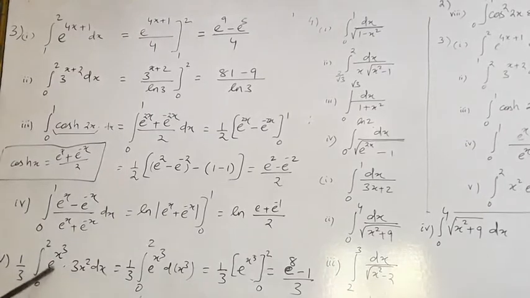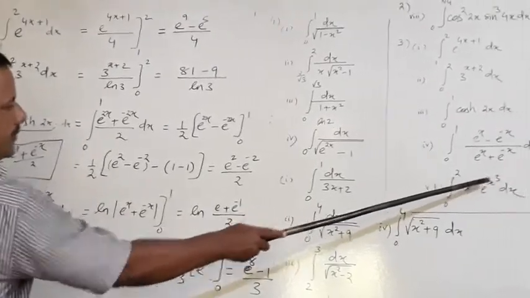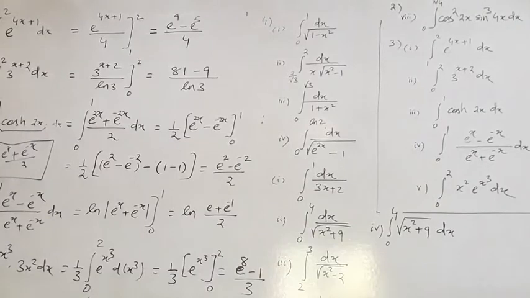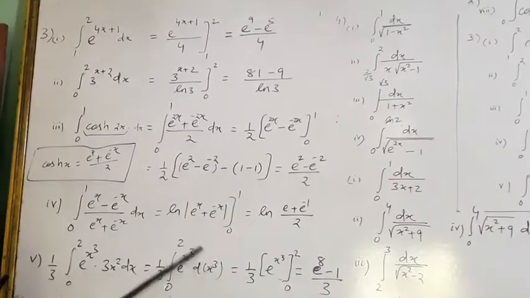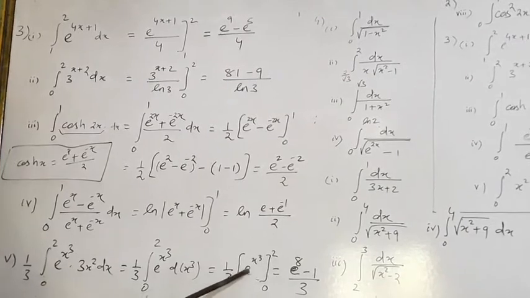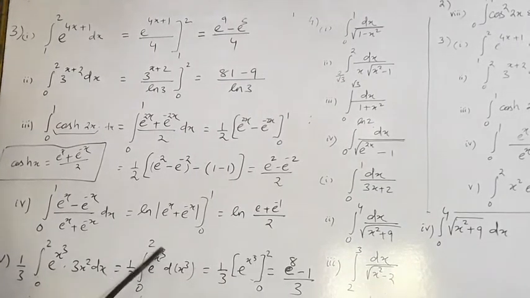Now it is e to the power x cube into 3x square dx. The result: first divide for this problem. The derivative of x cube is 3x square, so multiply 1 by 3 into 3x square. So e to the power x cube, derivative of x cube, is 1 by 3 e to the power x cube. Whatever the derivative is of, e to the power that, times its derivative. From 0 to 2, you have to put 2 here, 2 to the power cube is 8, e to the power 8 minus 1, meaning here putting 0 gives e to the power 0, 1, by 3.